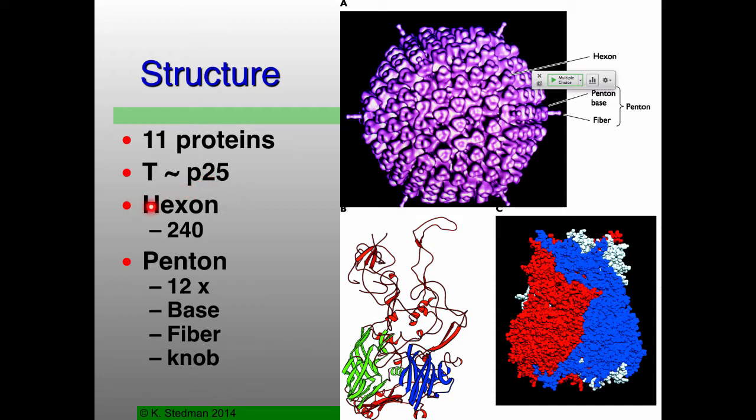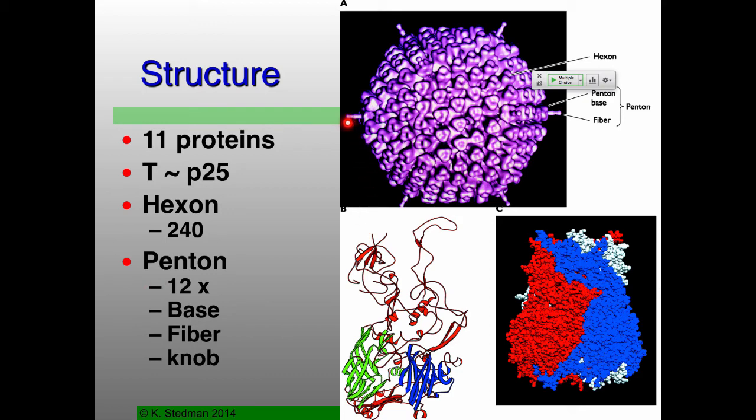But the main ones are the hexon and penton proteins. Hexon protein is the hexamers, which fit in between the pentamers. Penton is actually made up of three different proteins, the base, fiber, and knob. And because these are icosahedral structures, there are 12 of them.